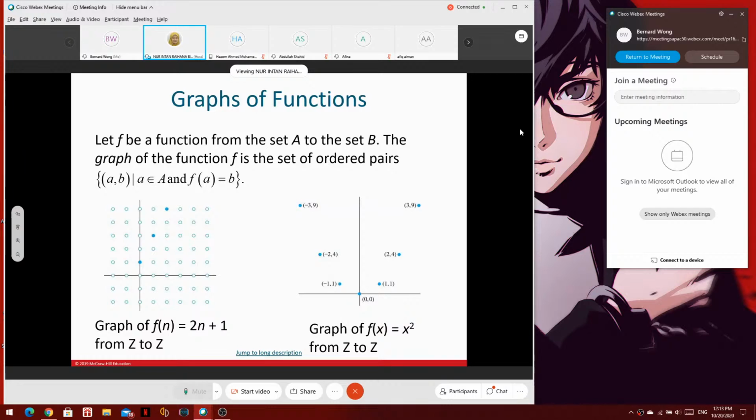Let f be a function from the set A to set B. The graph of the function f is the set of ordered pairs. Okay, ordered pairs. I think this one I will just skip first because I have quite a long explanation later, so I will put it up in a different video. Okay, for graphs of function.